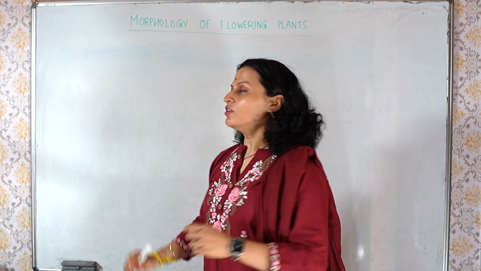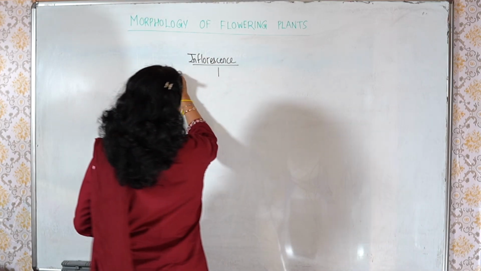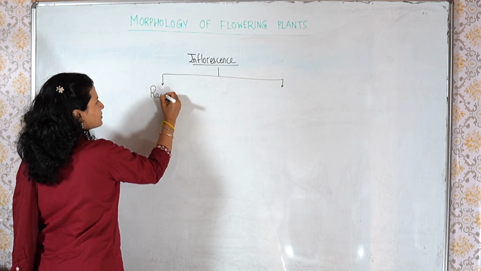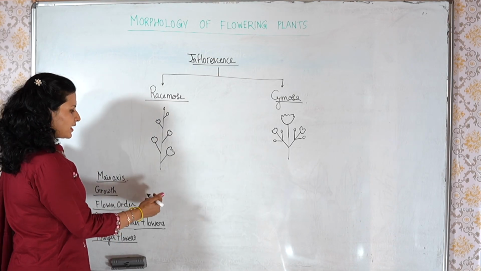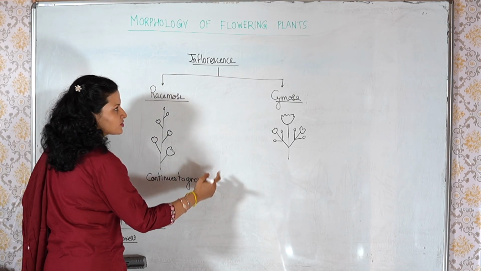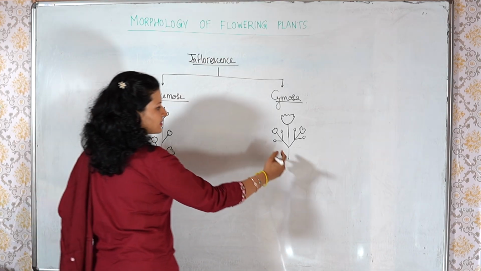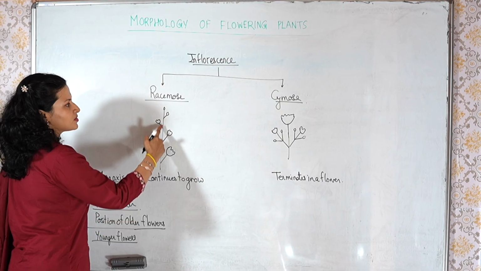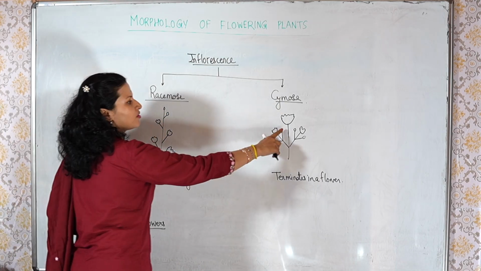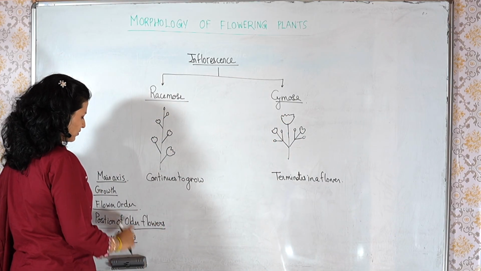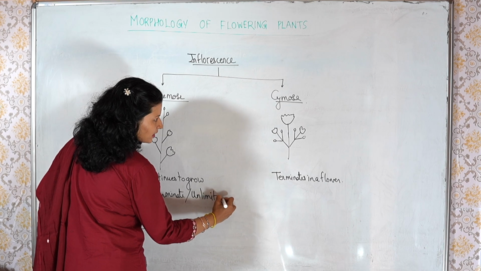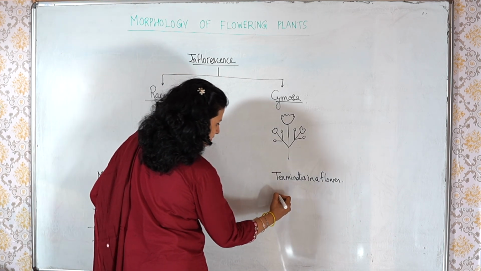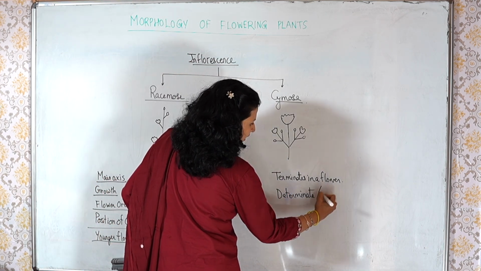Next we move on to the inflorescence. Two types of inflorescence are present: Racemose inflorescence and Cymose inflorescence. In the Racemose inflorescence, the main axis continues to grow. In the case of Cymose inflorescence, the main axis terminates in a flower. This is the main axis. It continues to grow. Over here, it terminates into a flower. Growth is said to be indeterminate, unlimited. In the case of Cymose inflorescence, the growth is said to be determinate and limited.